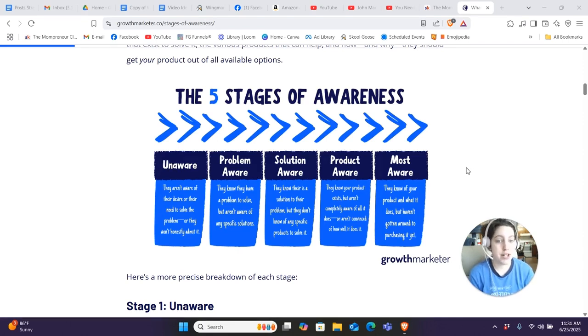The next one is product aware. These are people who know your product exists, but they aren't aware of all that it does, or they're not convinced how well it will do either. Then there's most aware. This is someone who knows your product, knows what it does, and just hasn't gotten around to purchasing it yet.